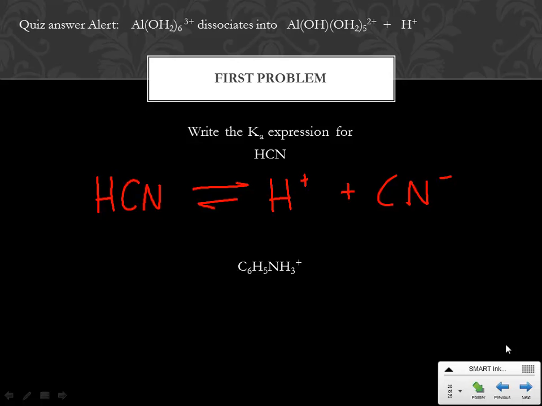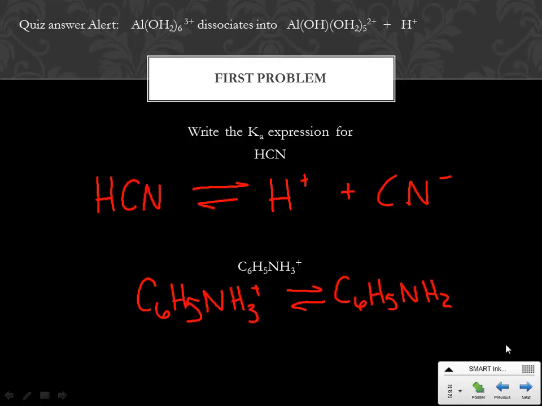Or for this next one, which you are probably totally unfamiliar with, in order to write the dissociation, you simply have to peel off an H+. C6H5. You would then be able to write a law of mass action for each of these reactions.